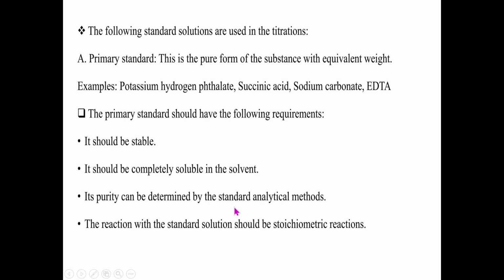The following standard solutions are used. Primary standards are the pure form of the substance with the equivalent weight. For example, potassium hydrogen phthalate, succinic acid, sodium carbonate, and EDTA. So these are all examples of compounds that are primary standards. The primary standard should have the following requirements: it must be in the pure form of the substance with the equivalent weight.